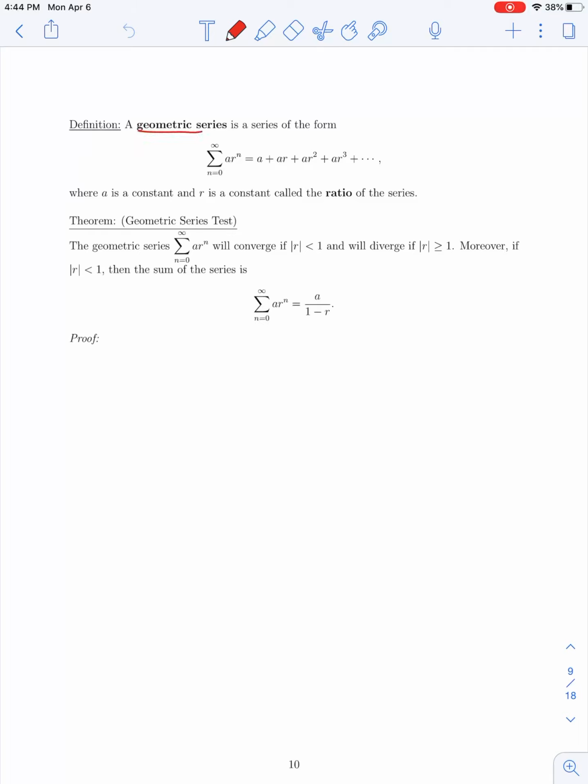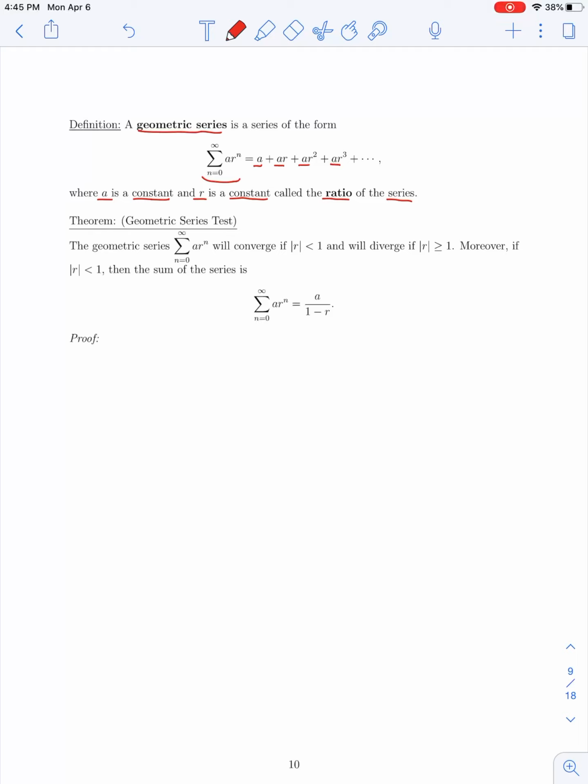We would say a geometric series is any series of the form where we're taking the sum from n equals 0 to infinity of a times r to the nth power, where a is a constant and r is another constant called the ratio of that series. So this geometric series, if we expand it and write out the first few terms, is a plus a times r plus a times r squared, a times r cubed, a times r to the fourth, and so on.